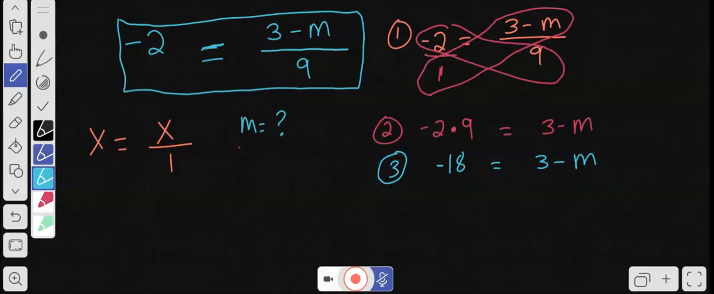We know 3 is positive over here. So the best way to move it is to subtract this positive 3 on both sides, so that it crosses out. That way, when you equal it, it will be negative 18 minus 3. Keep, change, flip. Negative 18 minus 3 is the same as negative 18 plus negative 3, which is negative 21. That is equal to negative m.